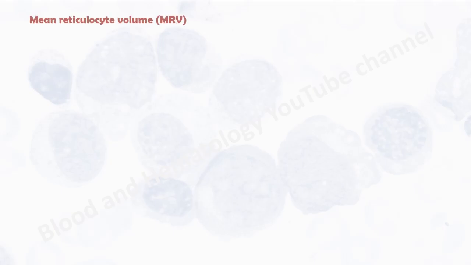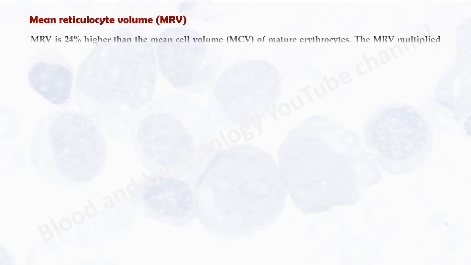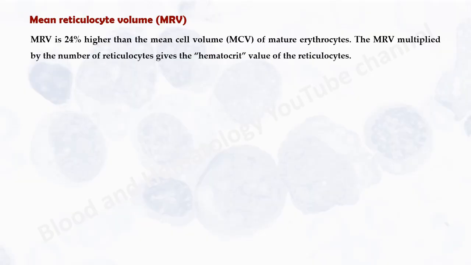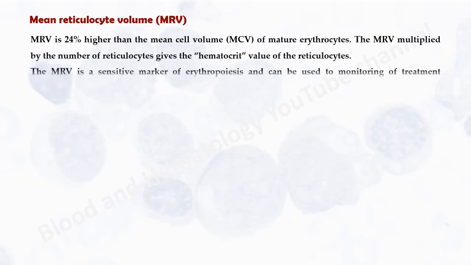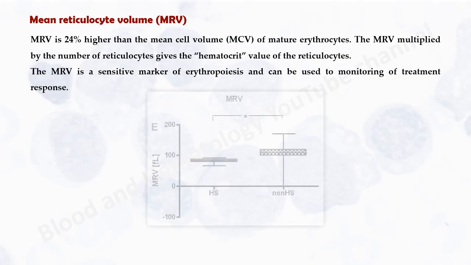Mean reticulocyte volume is 24% higher than the mean cell volume of mature erythrocytes. The MRV multiplied by the number of reticulocytes gives the hematocrit value of the reticulocytes. The MRV is a sensitive marker of erythropoiesis and can be used to monitoring of treatment response.